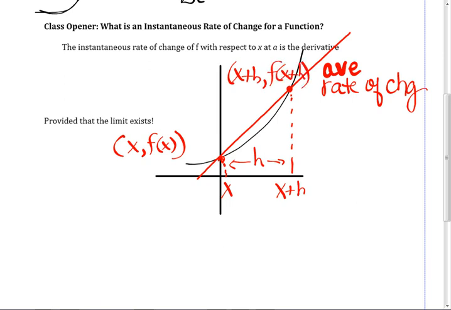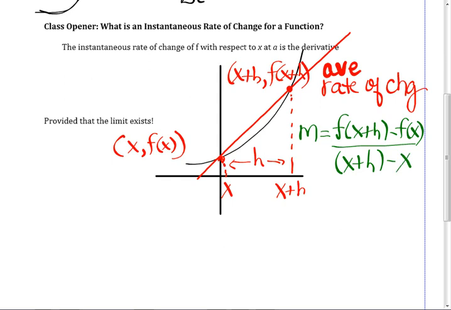And how do you find the slope? What is the slope for my average rate of change? It's the change in y over the change in x. So it's f of x plus h minus f of x all over x plus h minus x, or just h. That's your average rate of change. You have to read the problems carefully, because they might talk about average speed or average acceleration. There are a couple ways to do averages, but right now it's just slope of the secant line.